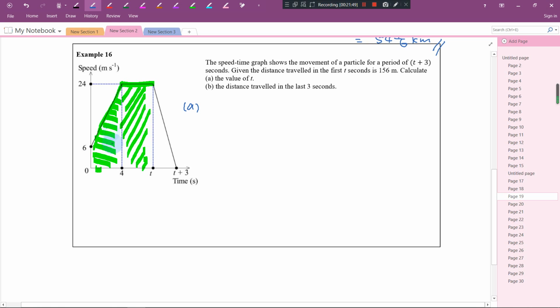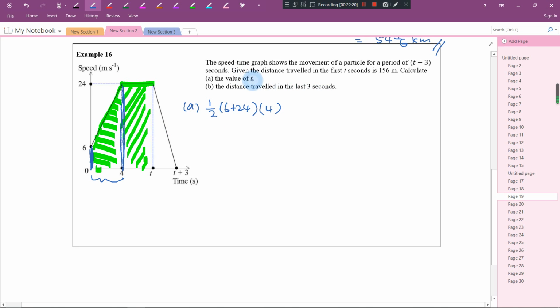How to find the area for a trapezium? Remember, always start with 1 over 2, then find the sum of two parallel sides, 6 and 24. Then times the height of the trapezium, 4. We don't have to change unit because this is already second, this is second. So times 4. This will give us the distance travel for this part.